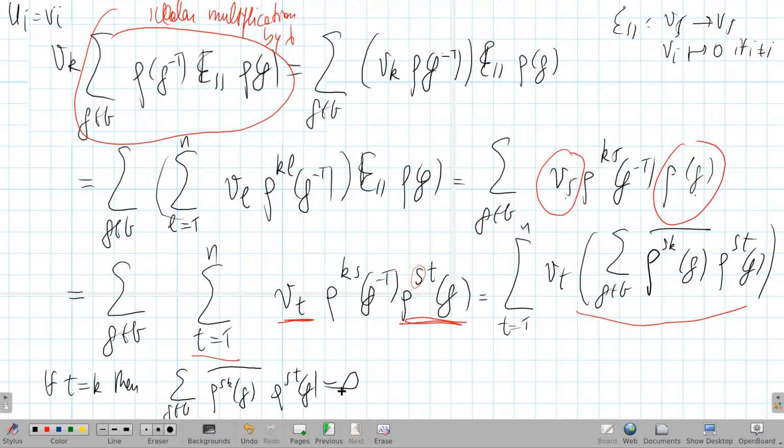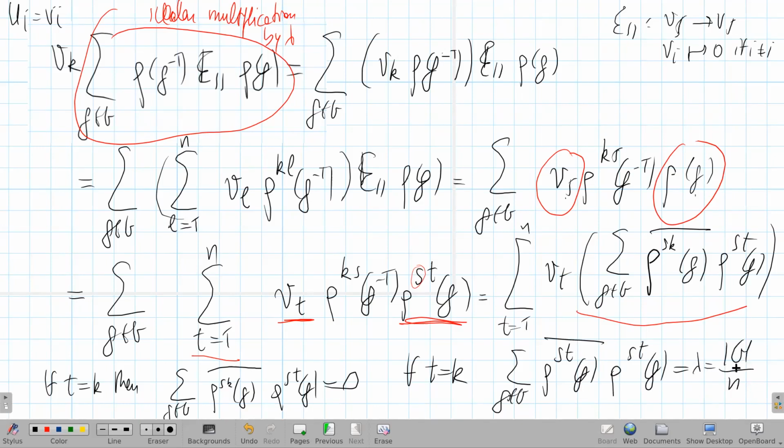Because we are off a diagonal. If instead t equals k, then what you've done is apply this to vk, and you're looking at the coefficient of vk. Since this is scalar multiplication by lambda, it will be lambda multiplied by this. So this coefficient, this time s equals k, t equals k, so st, will be lambda, which is the order of G divided by n.